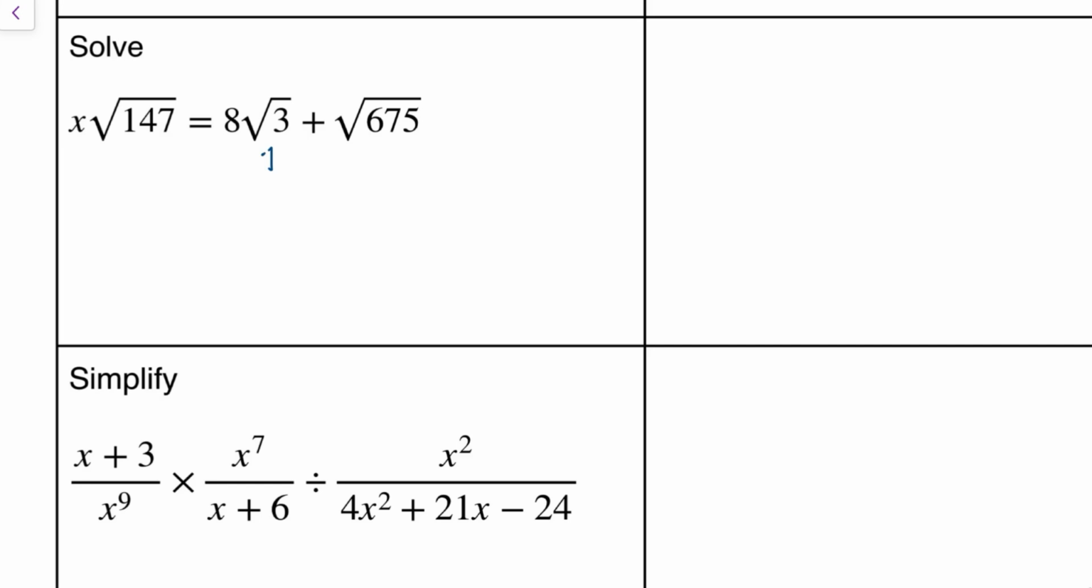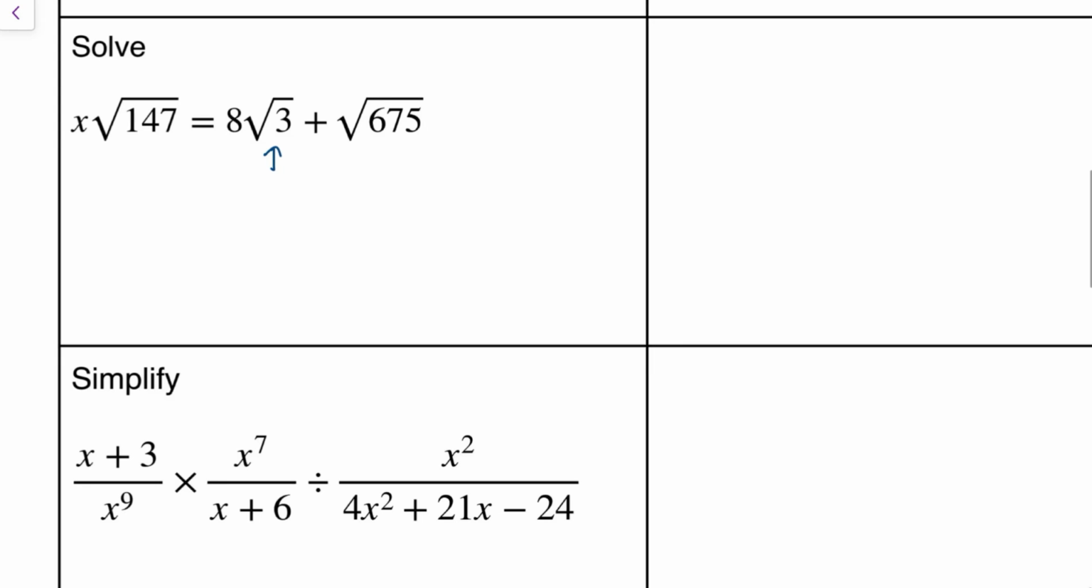I think the clue here is this root 3. So I'm not saying it will happen, but I would suggest to you that all these probably divide by 3, which means I can get root 3s, which means I can then add these things together. So I'm going to start over here by doing the square root of 147. Now I happen to know that it's 49 times 3. So I know that is 7 root 3.